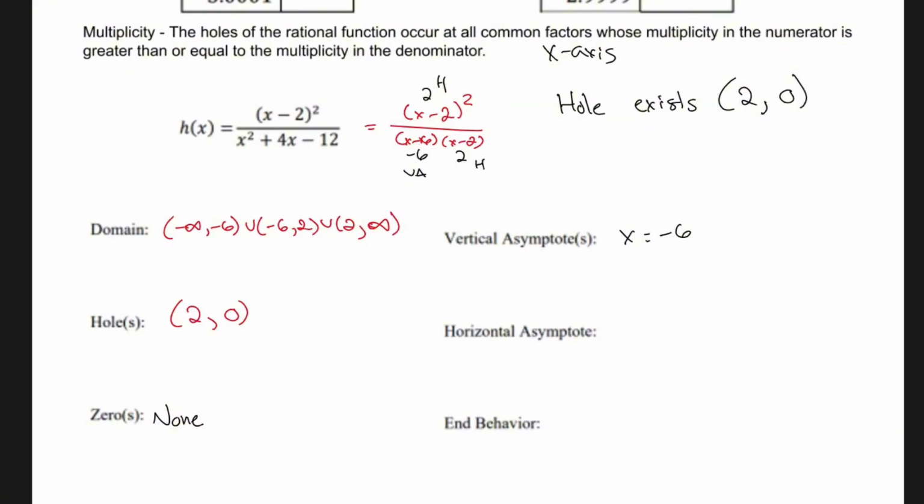Now we find out the horizontal asymptote by finding the leading coefficient over the leading coefficient. So we'll do x times x, which is x squared, over x squared. So leading coefficient over leading coefficient is 1 over 1, which is 1. So the horizontal asymptote is y equals 1, which means the end behavior is the limit as x approaches negative infinity, me moving to the left, of h of x is going to be at the horizontal asymptote 1. And the limit as x approaches positive infinity of h of x is going to be at the horizontal asymptote, which is also 1.